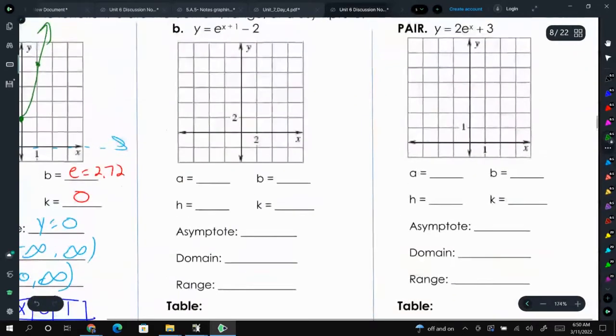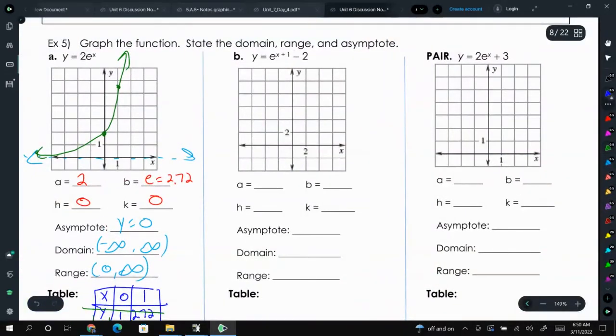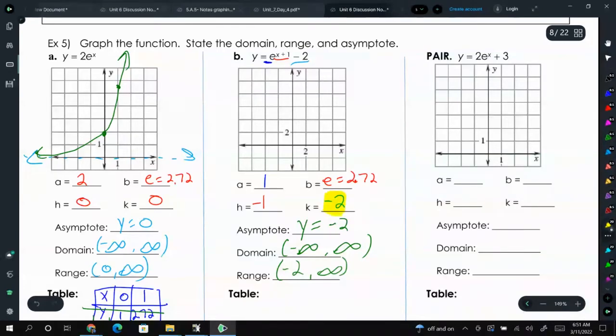Now the second problem here, we have an invisible 1 as our a value. We don't have a 1 out in front. Our b value again is e, or 2.72. H is at negative 1 because it says plus 1, and then k is negative 2. Our asymptote is y equals negative 2. Domain is negative infinity, comma infinity. Our range is going to be negative 2, comma infinity. And again, just to make sure, all three of these should match up.